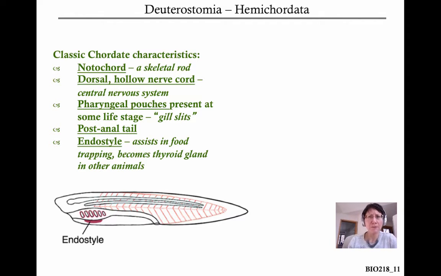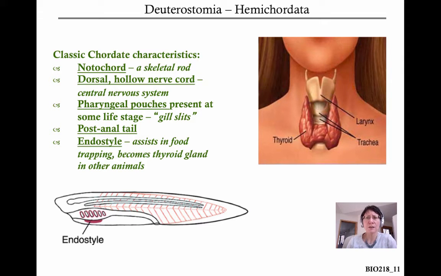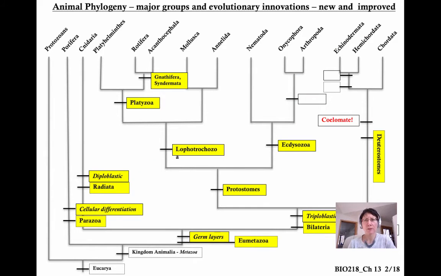But it becomes modified over time and turns into the thyroid gland, which has huge implications to those animals that have it. So it helps to control the metabolism in humans. It also helps with the immune system as well. Okay, so those are the 5 hallmark features of chordates. So now let's go into the phylum Chordata in a little bit more detail.